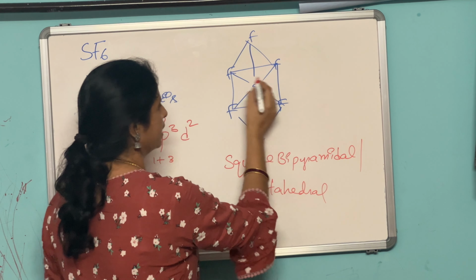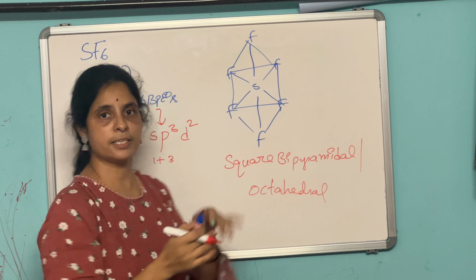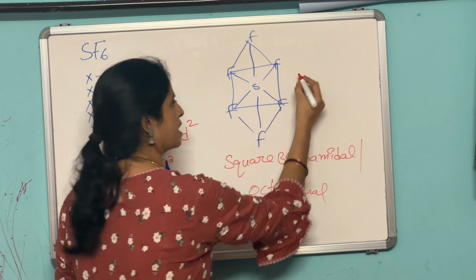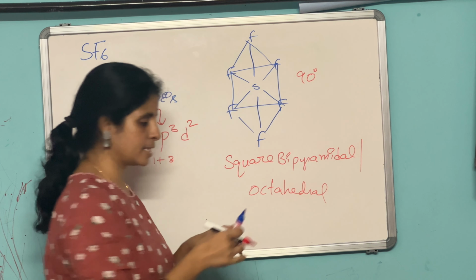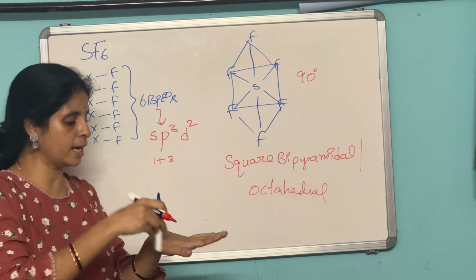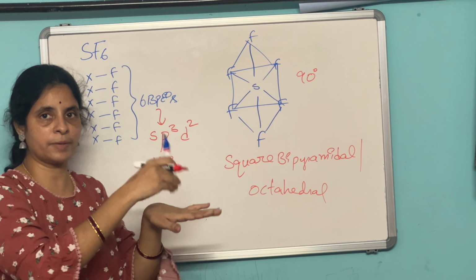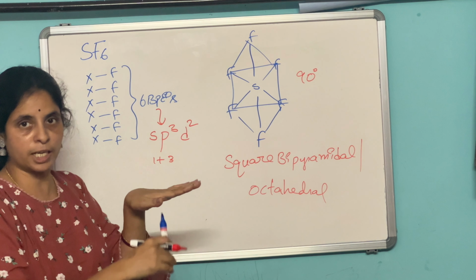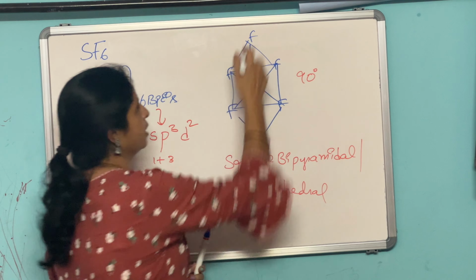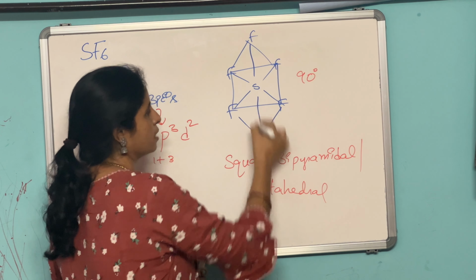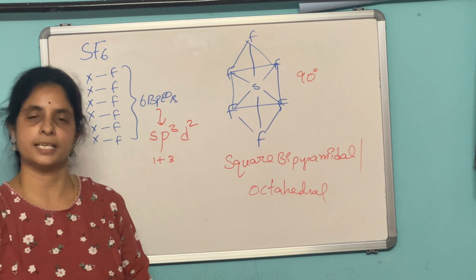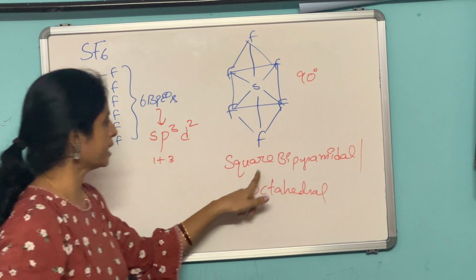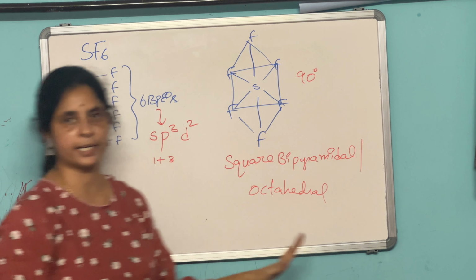What is the bond angle? Here in the square, each angle is 90 degrees, and you assume this as a square. One atom is above the plane and another atom is below the plane. So here it is perpendicular to this plane. So here 90 degrees again. These are also 90 degrees. So altogether the bond angle is 90 degrees. If we draw, it is square bipyramidal or octahedral.